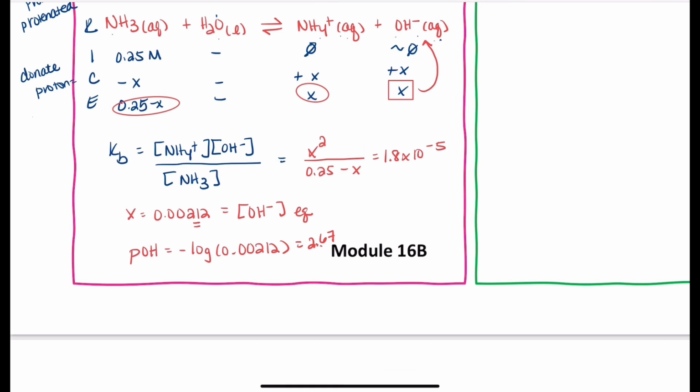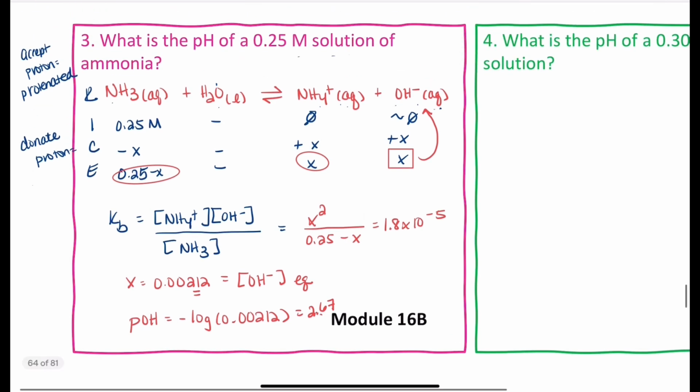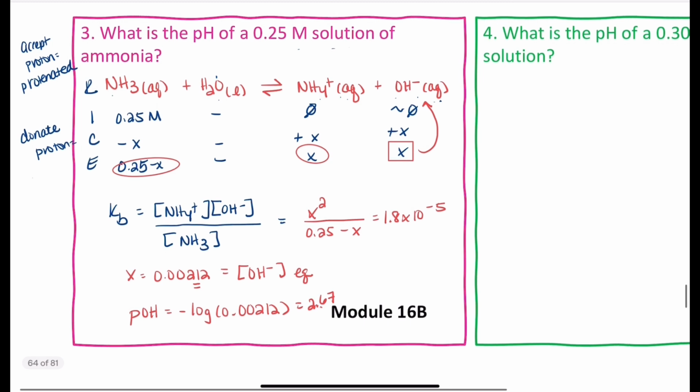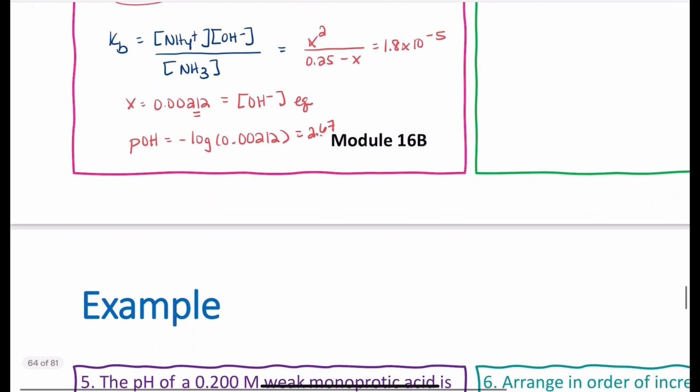But I have to recognize I'm not done. Few key things. First of all, this is a base. Bases need to have pHs above 7. This one is definitely below 7. Two, I just calculated pOH. I am being asked for pH. So I need to recognize what I'm calculating and that I am not done.